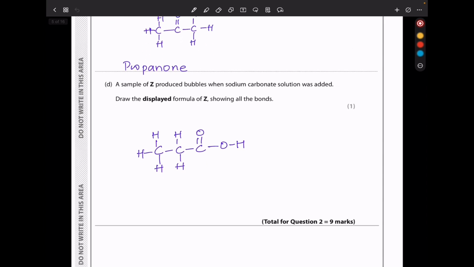In part D, they say a sample of Z produced bubbles when sodium carbonate solution was added. This means there is a carboxylic acid. So they say draw the displayed formula of Z showing all the bonds. Since this is a carboxylic acid with 3 carbons, it's going to be displayed as that, and that should be the answer. So this brings us to the end of question 2. Let's continue to question 3.